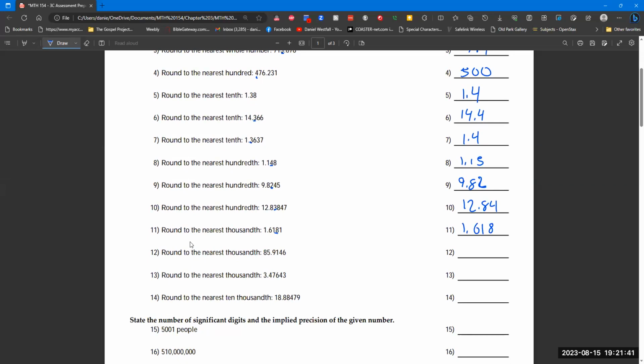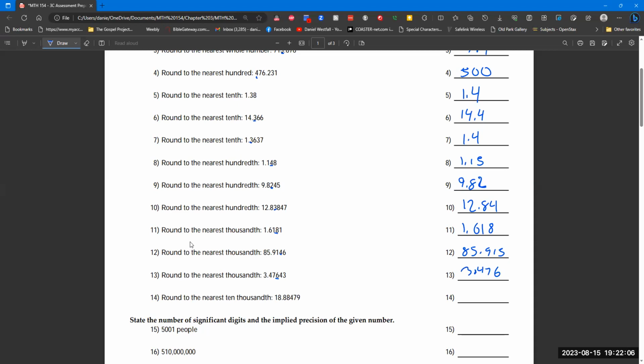Round to the nearest thousandth again. That 4 is in the thousandth spot there. The 6 is going to make me round up. That's 85 and 915 thousandths. Round to the nearest thousandth again. 6 is in the thousandth spot this time, and that 4 is going to make me round down. 3 and 476 thousandths.